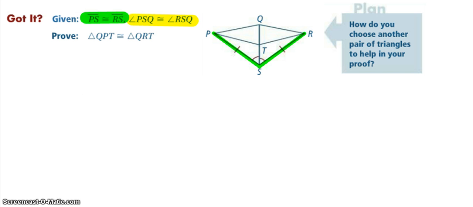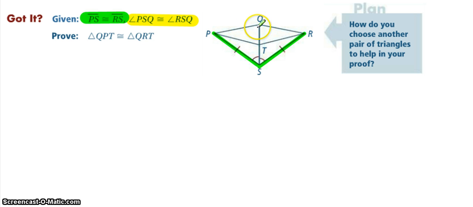So make sure you've worked through the next part of the lesson to make it to this got it. Try and solve it on your own, so pause it right now, see if you can make the breakthrough that lets us prove that QPT is congruent to QRT. So when I start looking at this, QPT is, T would be right here, S is down at the bottom, and then QRT, so I've got this left triangle and this right triangle here.